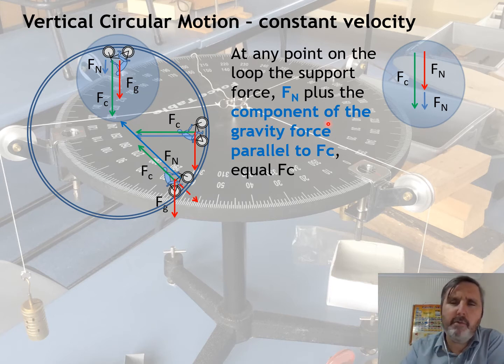So however much centripetal force is needed in this loop at that velocity to turn has to be provided by the forces that are available. If there isn't enough gravity force, then the extra force is made up by the reaction force or the support force of the surface that the motorcyclist is traveling around.